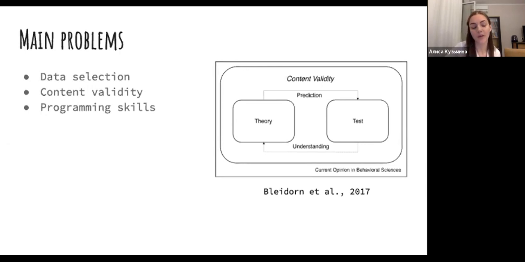The next main problem is content validity. And there are too many studies focused on prediction only. So it's important to remember about understanding of the results and understanding of theory that is under your numbers and under your texts. And the last thing is programming skills. Of course, to use a method, you have to know how it works and how to do it. And a little spoiler, it's not so boring and hard as you may think.